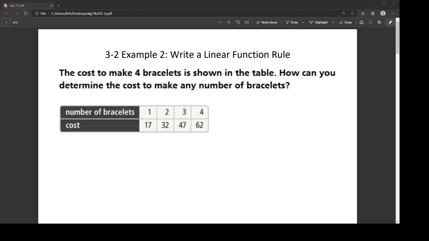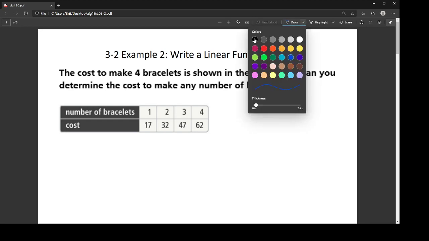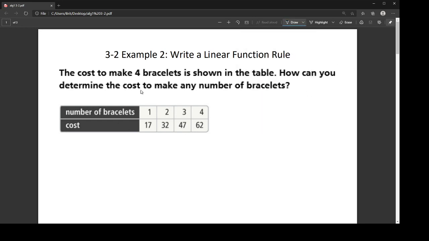In this video, I'm covering Example 2 from Section 3-2 in the SavvasRealize Algebra 1 textbook. So in this example, we are looking at writing a linear function rule when we are given a table. When they say a linear function rule, all that they're saying to do is to write the equation that would produce this table.